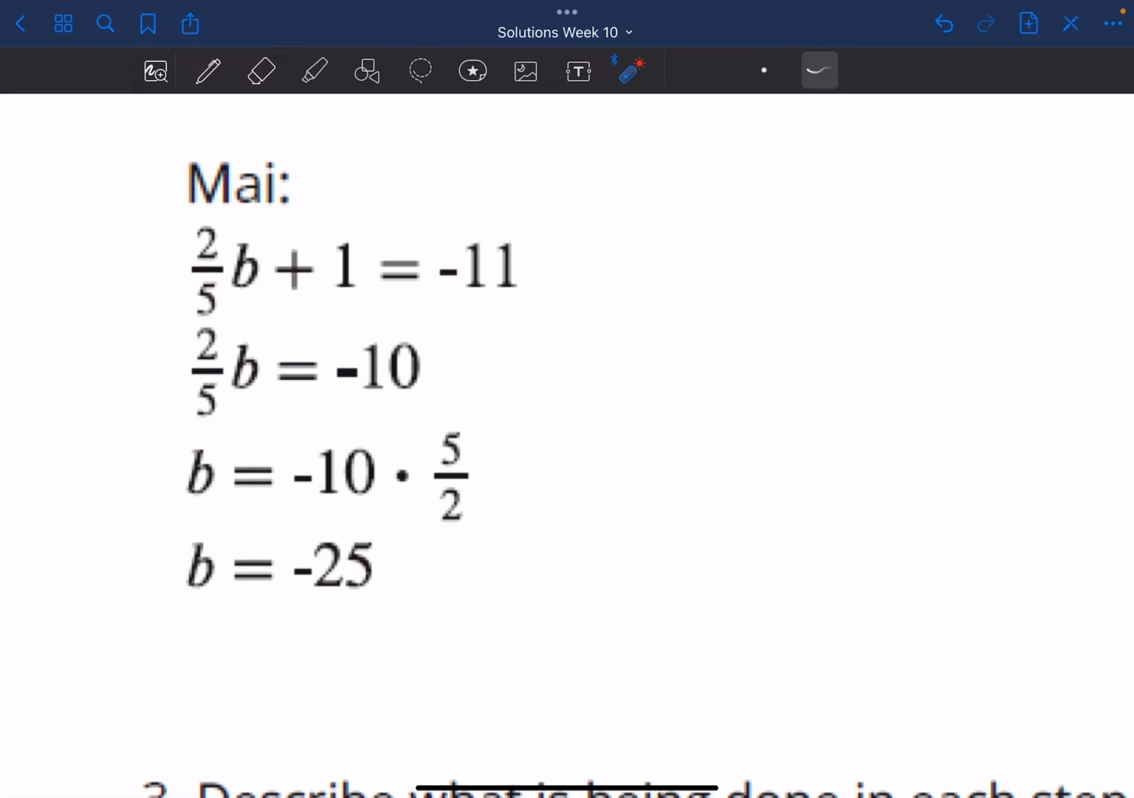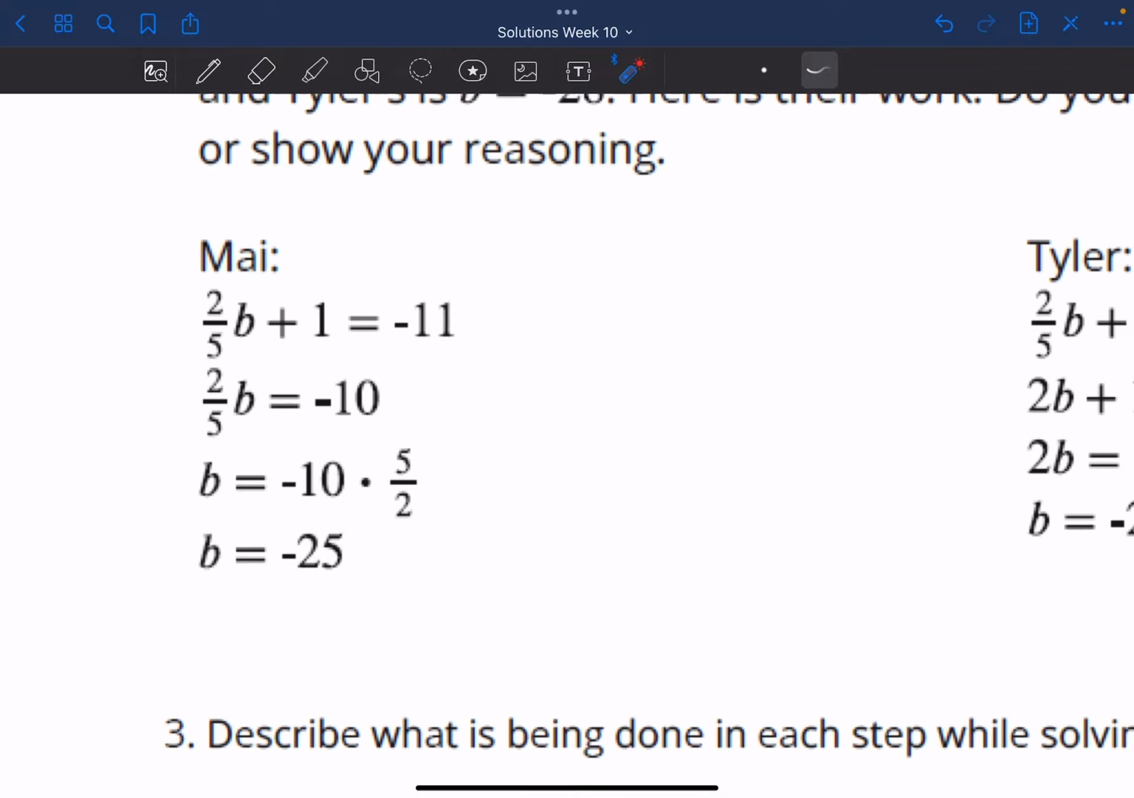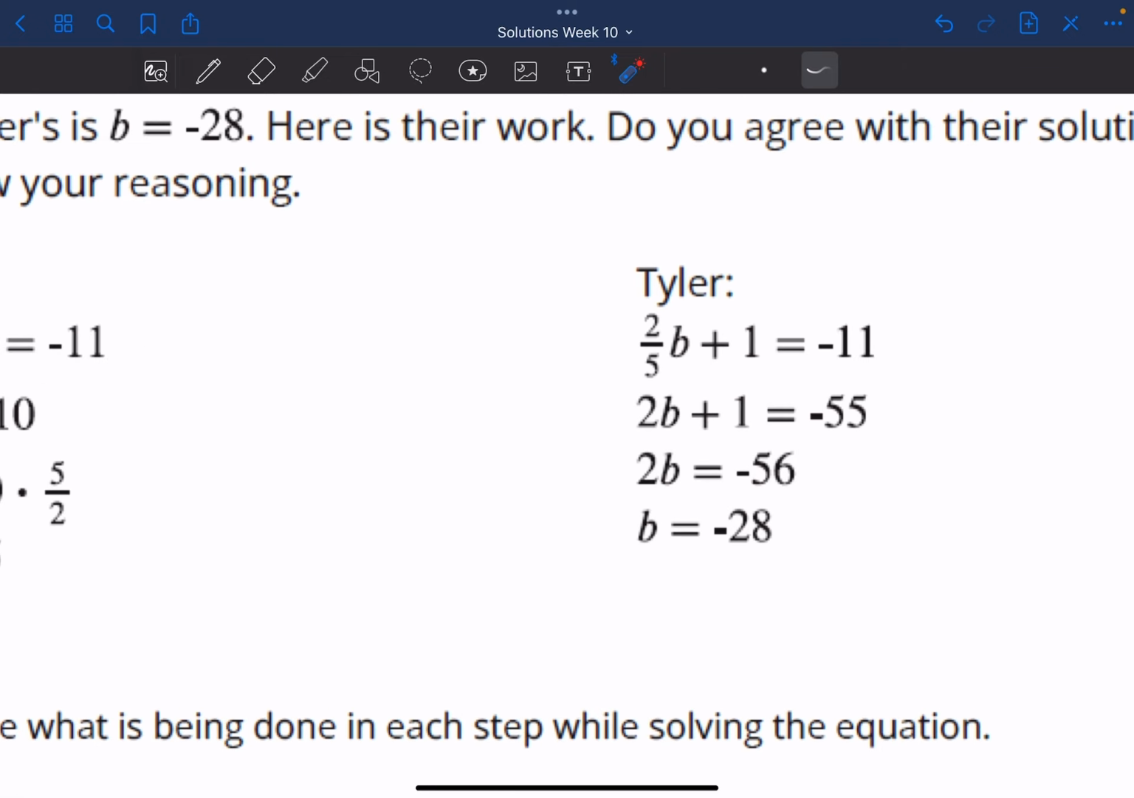So in this case, we have +1. So we would probably need to subtract 1 from both sides in order to keep going. So subtracting 1 would get rid of this here. Subtracting 1 should give us -12 on this side. So I think my solution is going to be incorrect. And then if we had -12 times 5/2, that would give us a different answer than -25. Let's take a look at Tyler's.